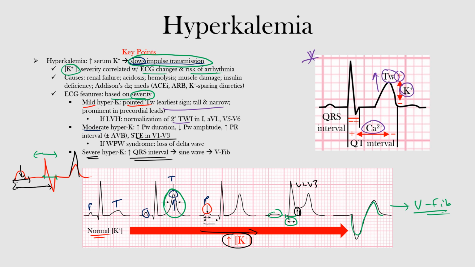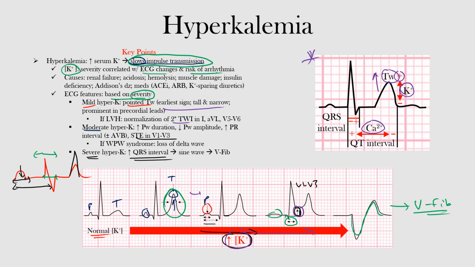If there's moderate hyperkalemia, what you next see, as our potassium levels start to increase, is flattening or decrease in amplitude of the P waves. The P wave duration increases. The PR interval can increase to the point that we start to see AV block, as well as ST segment elevation in leads V1 through V3.